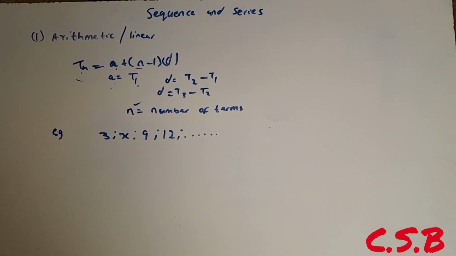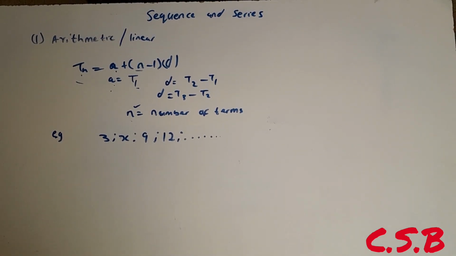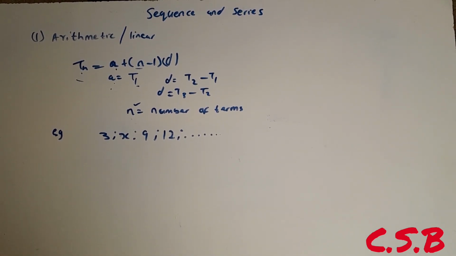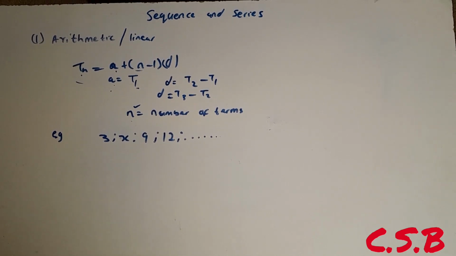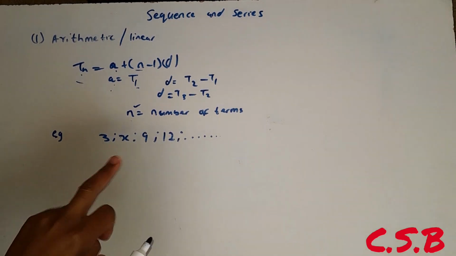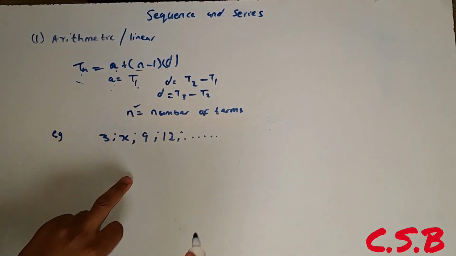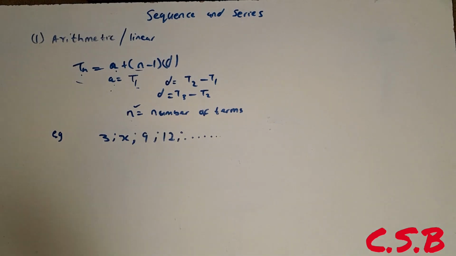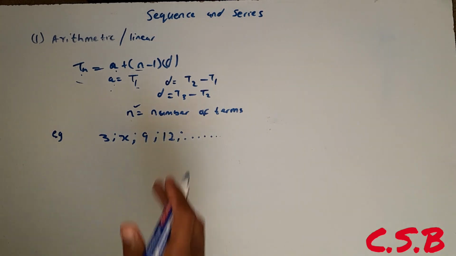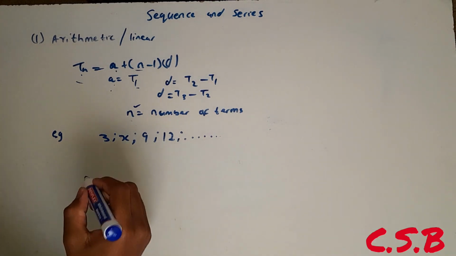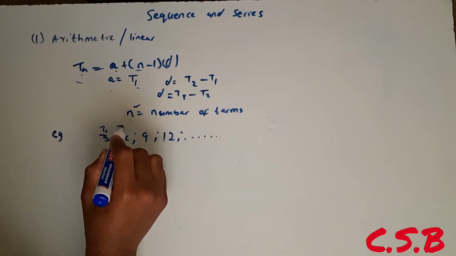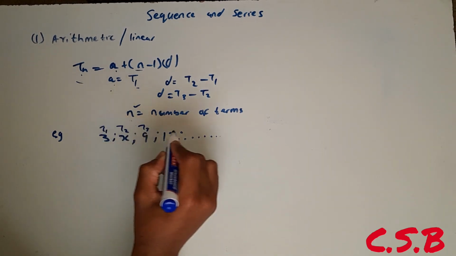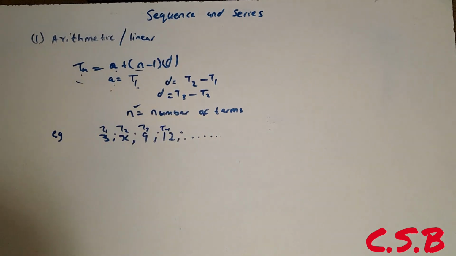Then now the question comes, says find the value of x. So there is a sequence here: 3, x, 9, 12, up to a certain number, or up to infinity. Let's just say this is T1, T2, T3, T4.